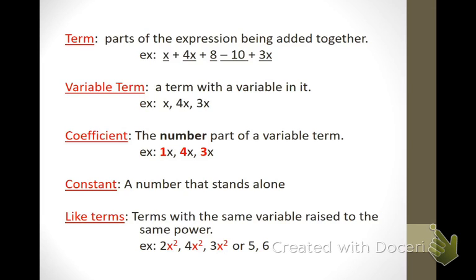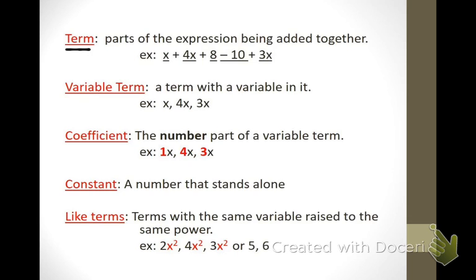There are some very specific words that you're going to want to know. The first one is term. Read to me what a term is. Parts of the expression being added together. Okay, so read me what the different parts of the expression are that are added together. The first one is x. The next one is 4x. The next one is 8. The next one is -10.